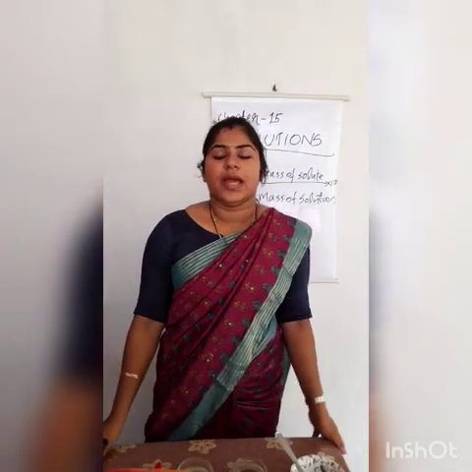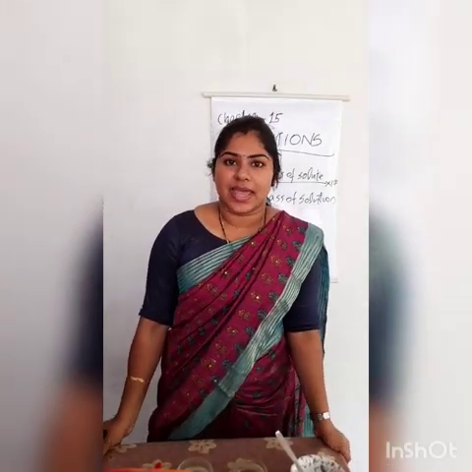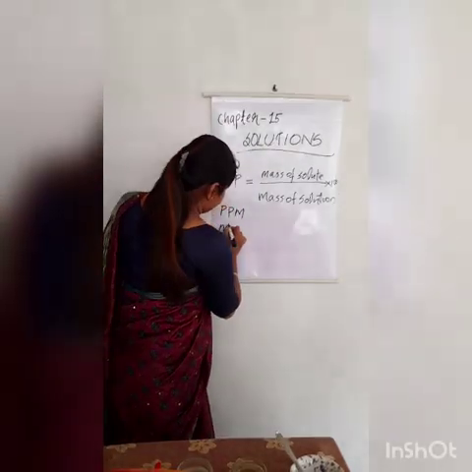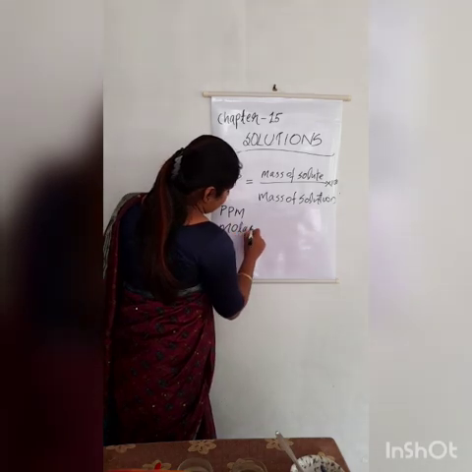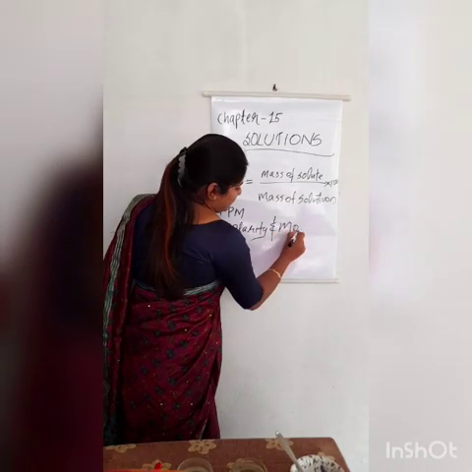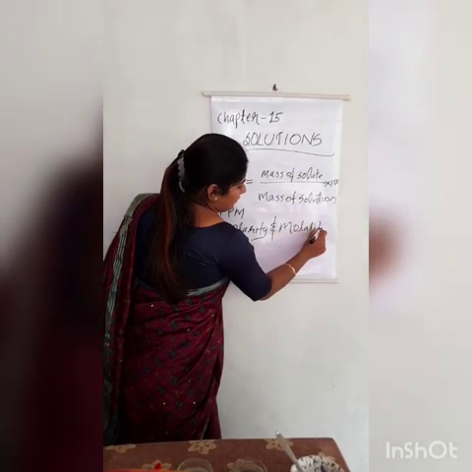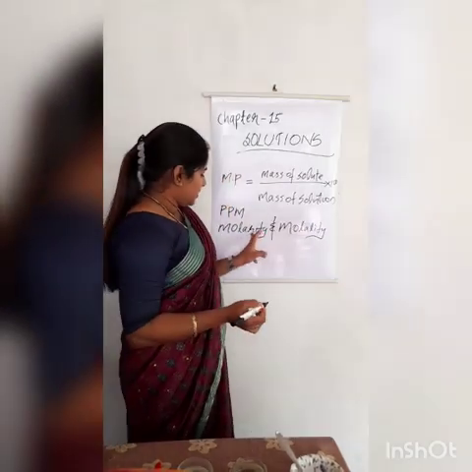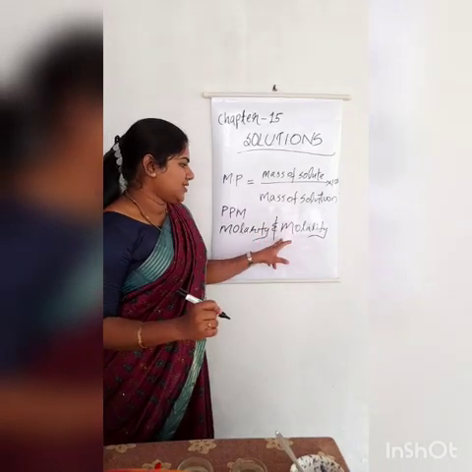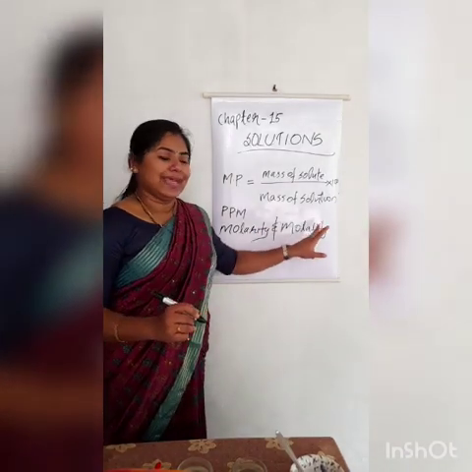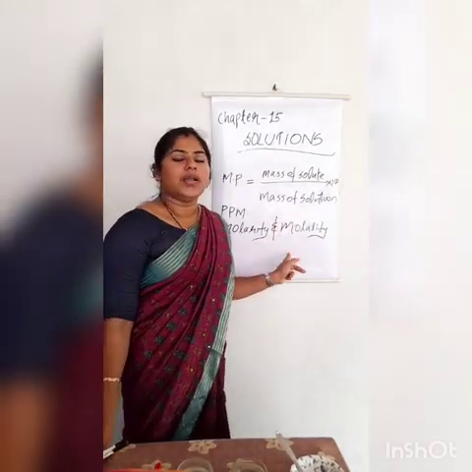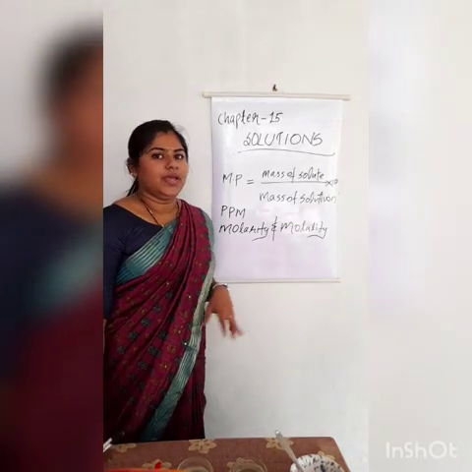Now we have to discuss the next scales, molarity and molality. There is a spelling difference. One is molarity, M-O-L-A-R-I-T-Y. The other is molality, M-O-L-A-L-I-T-Y. These two scales, molarity and molality, are used to measure the concentration of the solution.